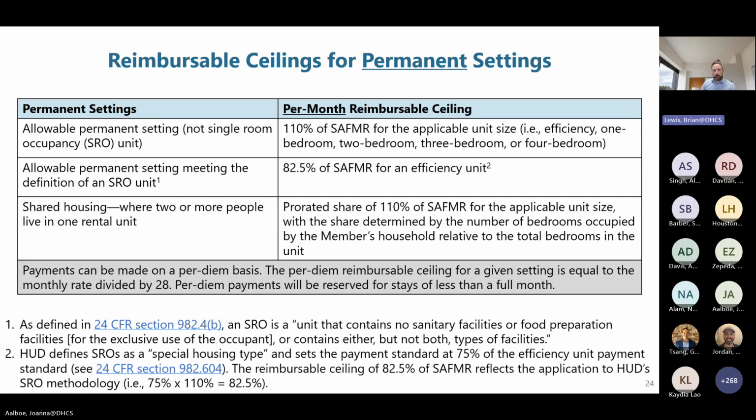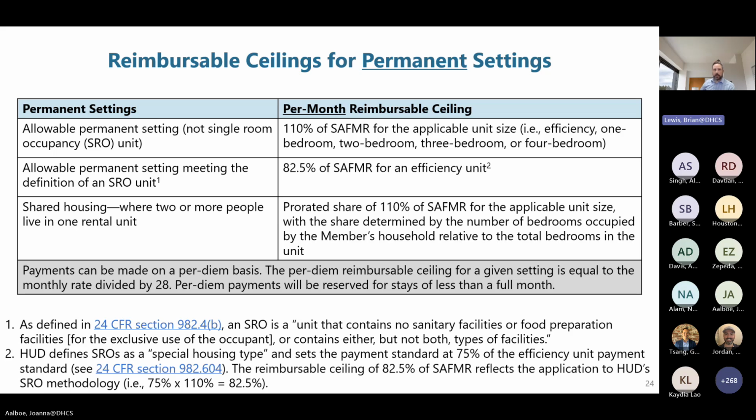Next, the reimbursable ceiling is set to 82.5% of small area fair market rent for permanent SROs, and when tiny homes, recovery housing, or license exempt room and board resemble an SRO, or what we are calling an SRO-like. The lower ceiling for SRO or SRO-like settings was applied to align with HUD's lower standards for SROs. And while the reimbursable ceiling is set at less than 100% for these settings, we are still paying above the small area fair market rent standard for this setting type.